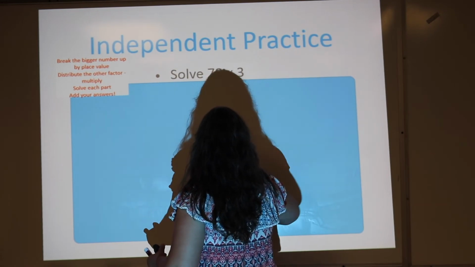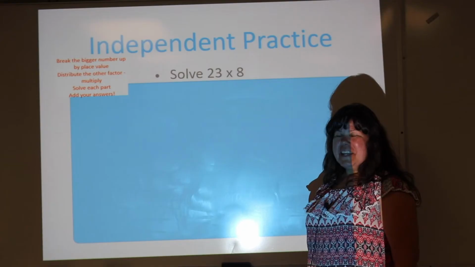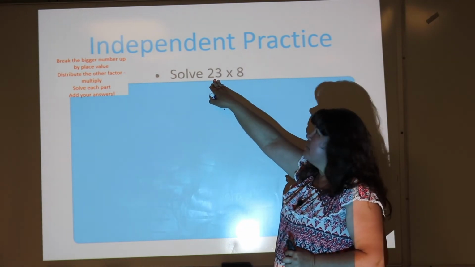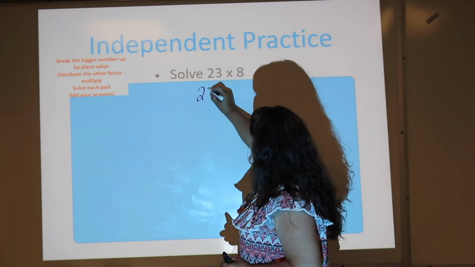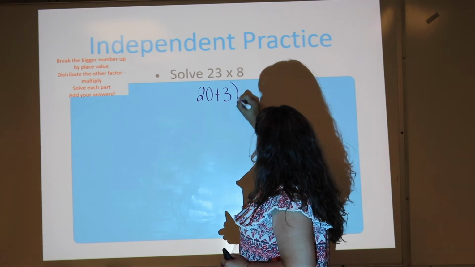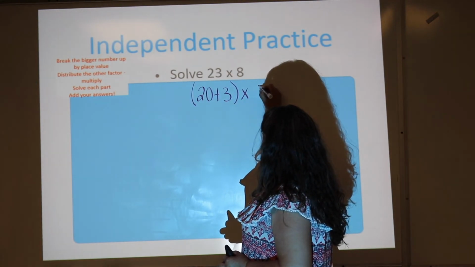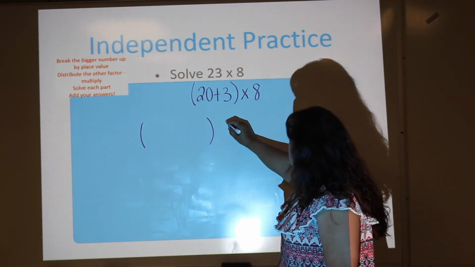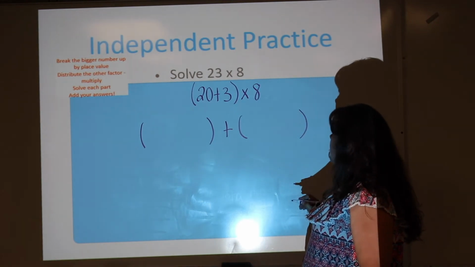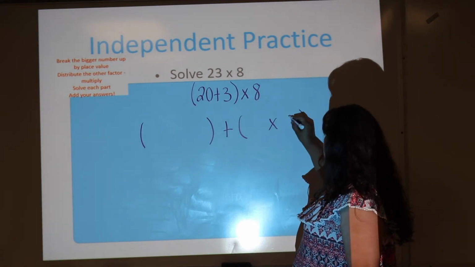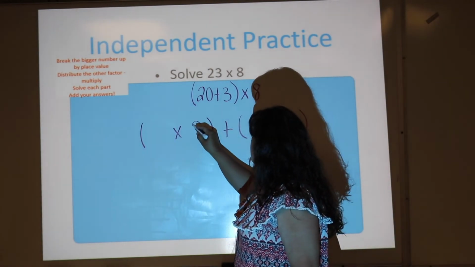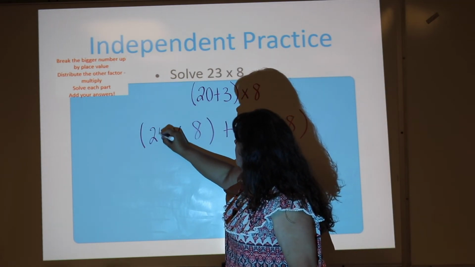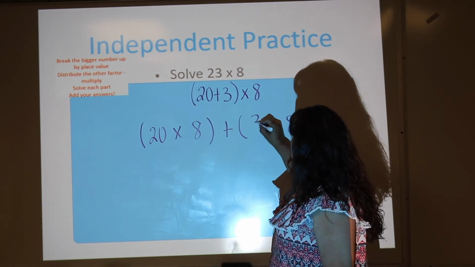Okay, I think we have one more to do here together. All right, boys and girls, here's the next one. What do you think I could break this by? I hope you're thinking that I can do 20 plus 3, put that in parentheses, and then I can do times 8 on the outside. Okay, we're going to make our 2 sets of parentheses with our plus sign in the middle. We have times 8, that's going to go on the right side of each of these parentheses. And then we have our 20, I'm going to put it in here, the 3 in here.